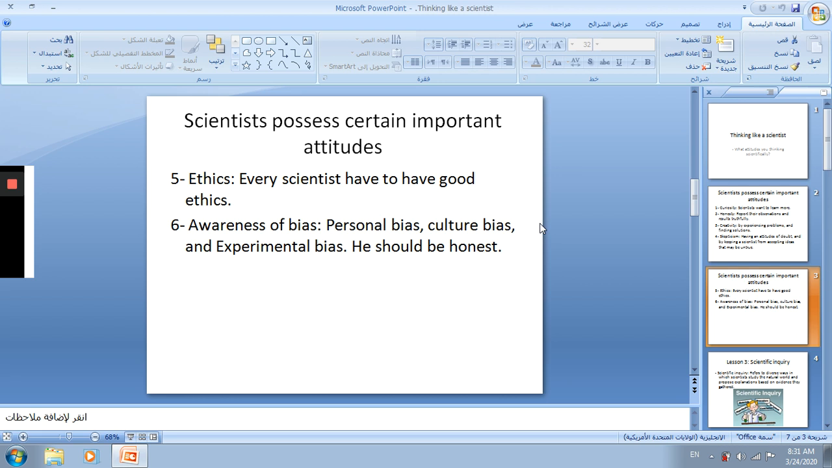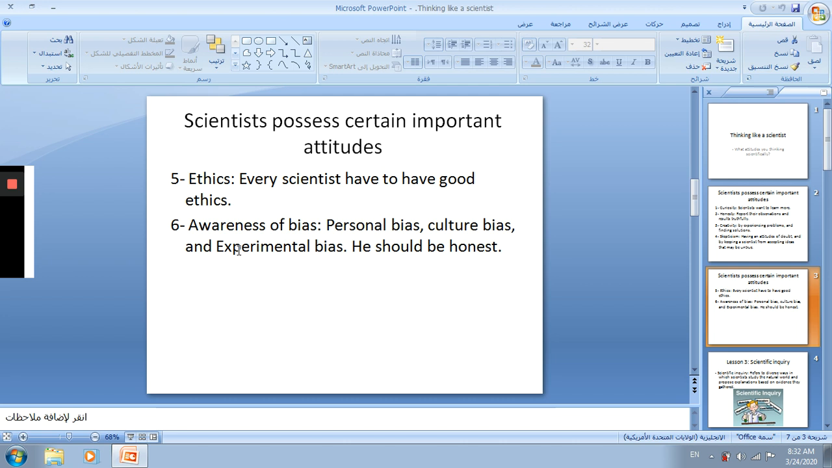Number 5, ethics. Every scientist has to have good ethics. Ethics are very important in doing experiments, giving solutions, giving conclusions, because these things need to be done when the scientist has good ethics. Okay, so number 6, awareness of bias.